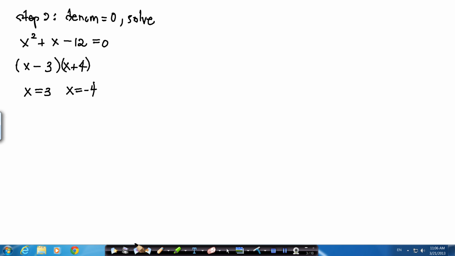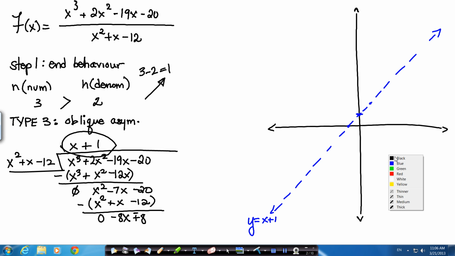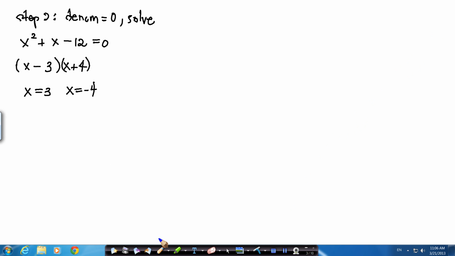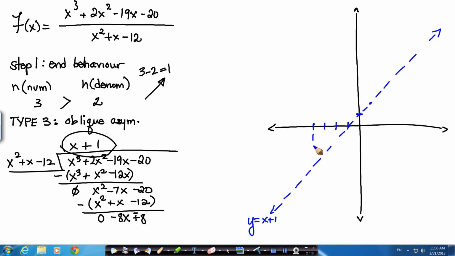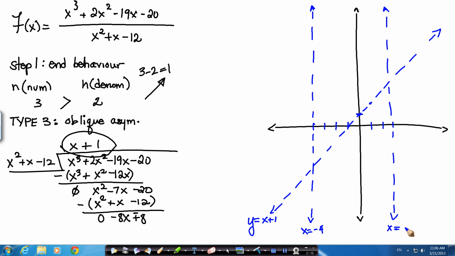So let's go back and put those on our graph. At, what did I say, at x equals, what was it again? Hold on. x equals 3 and x equals negative 4. So at x equals negative 4, and at x equals 3. We have our vertical asymptotes.